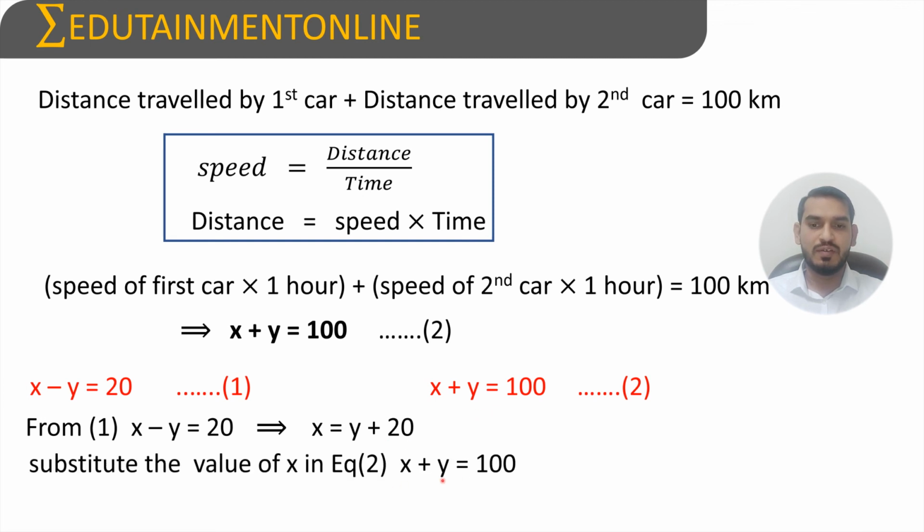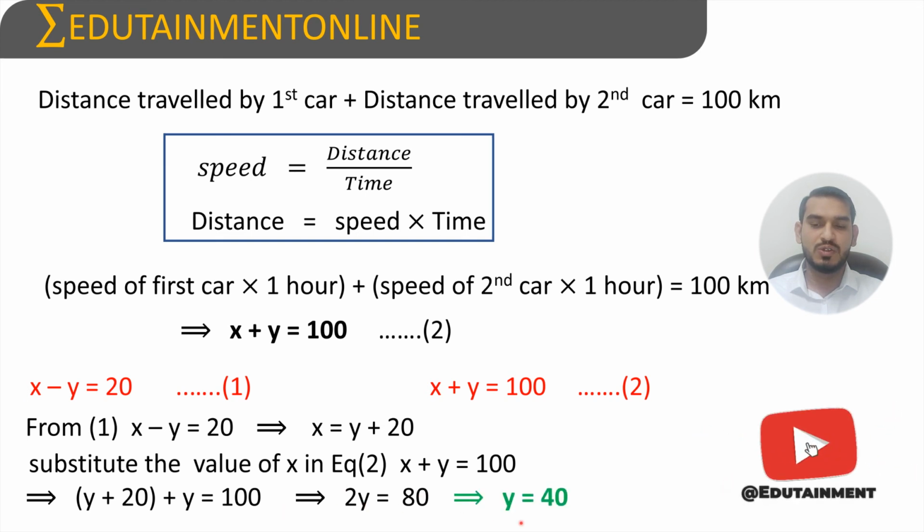Now substituting x is equal to y plus 20 in equation 2, which is x plus y is equal to 100, we will get y plus 20 plus y is equal to 100. So y plus y is 2y, and transposing this 20 to the right hand side, that will be 100 minus 20, which is 80. So 2y is equal to 80, y is equal to 80 divided by 2, which is 40. So y is the speed of the second car. Speed of the second car is 40.